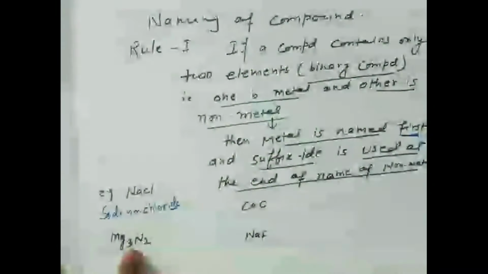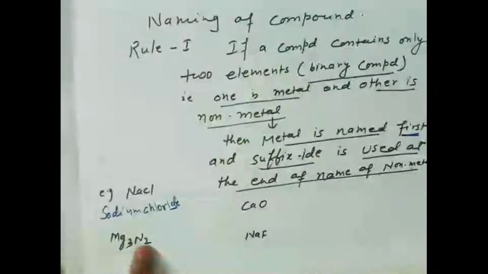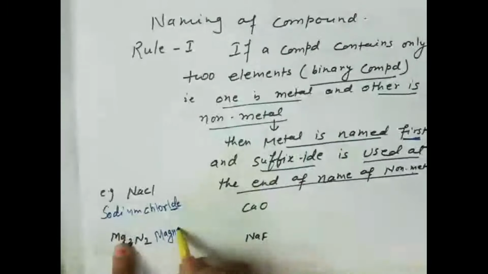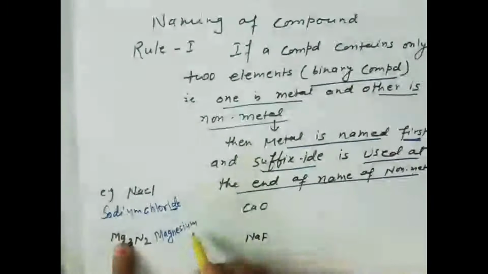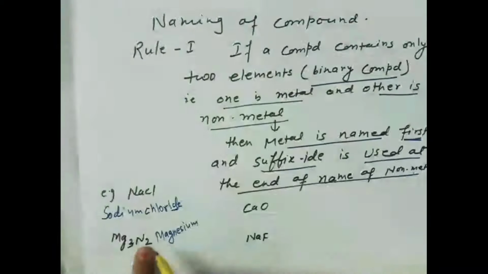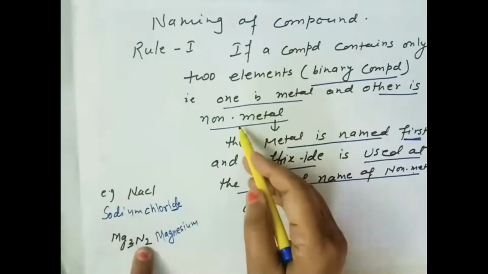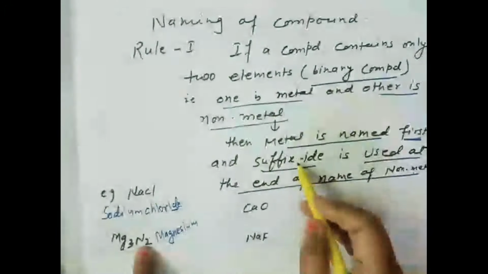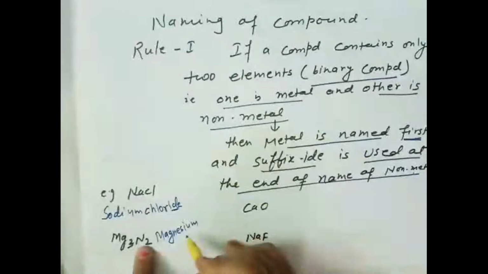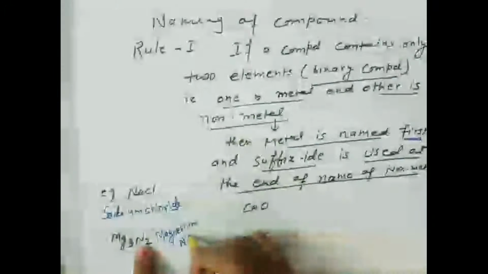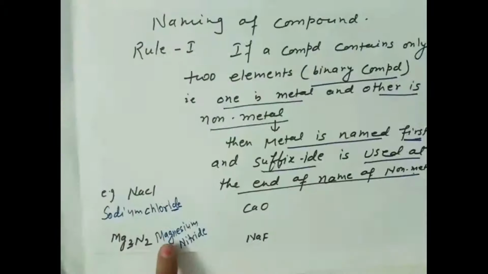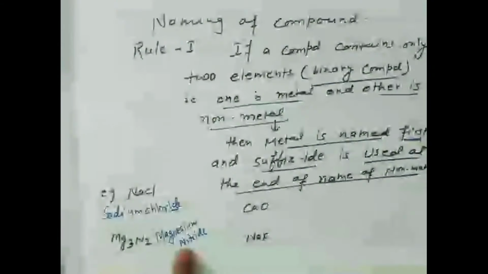In the same way, here Mg3N2. Mg is metal. So we have to write first magnesium. First we will name the metal. And then here it is nitrogen. The other is non-metal, nitrogen. And जो non-metal part है, we have to use the suffix IDE. So we will write nitride. Nitride. So compound का name हो गया magnesium nitride.